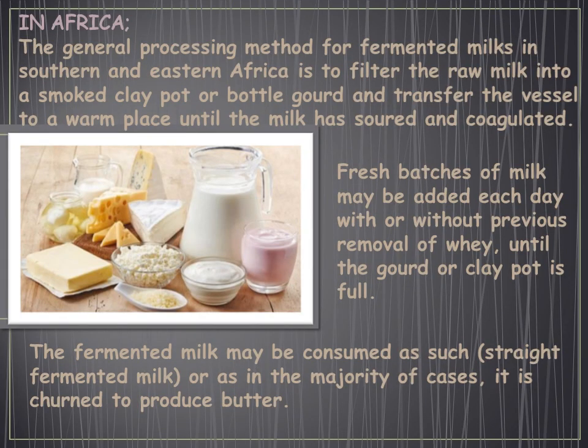In Africa, the general processing method for fermented milk in southern and eastern Africa is to filter the raw milk into small clay pots or bottle gourds and transfer the vessel into a warm place until the milk sours and coagulates. The sour taste and coagulation give that process. In France, batches of milk may be added each day with previous removal of whey until the ground or clay pot is filled. So this is the traditional method we use.